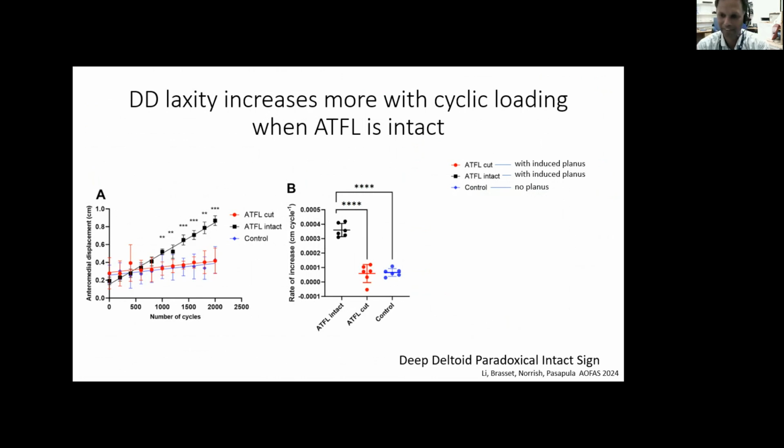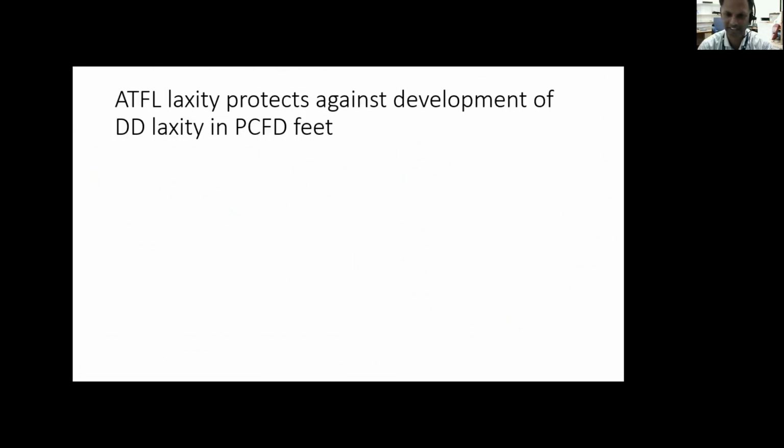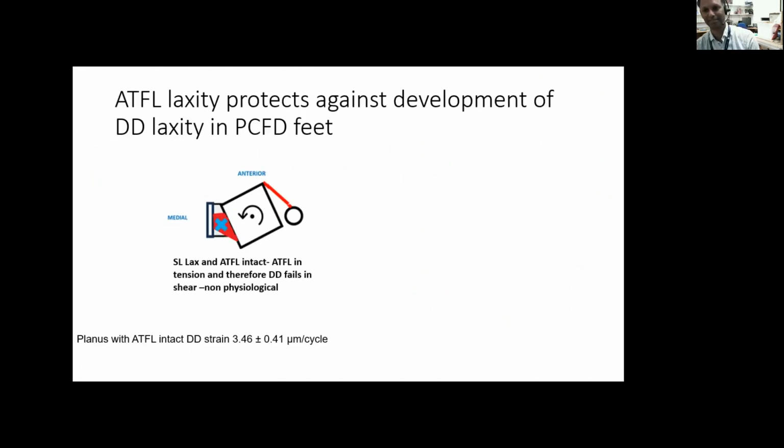But in patients where we cut and sectioned ATFL, the deep deltoid strain rate almost comes back to the control level. So with spring ligament laxity, the lack of ATFL is hugely protective of that deep deltoid and almost brings it back to original levels. So ATFL laxity does protect against deep deltoid.